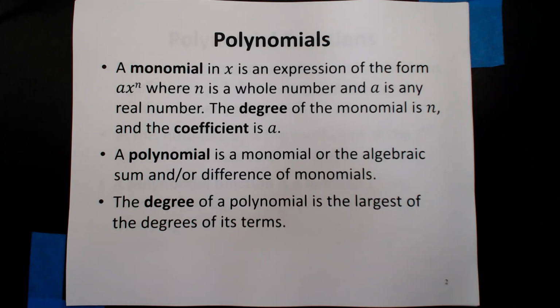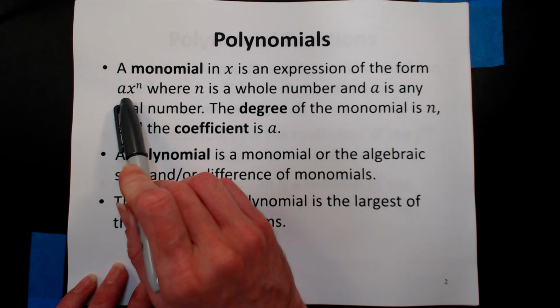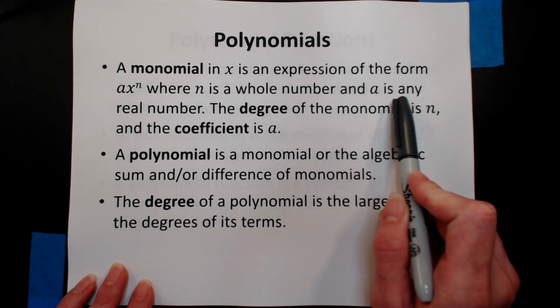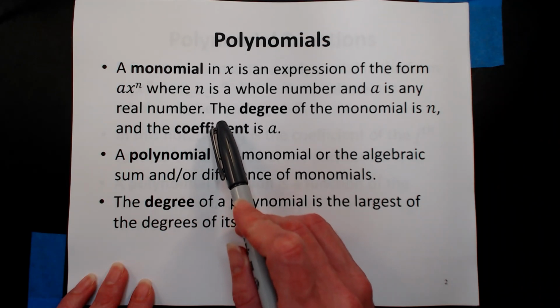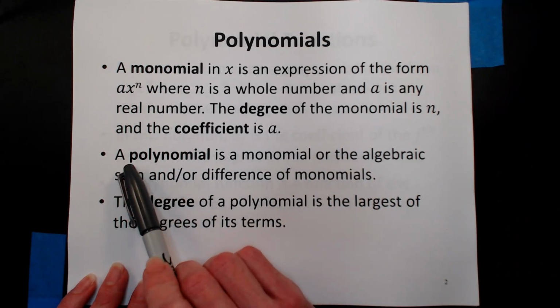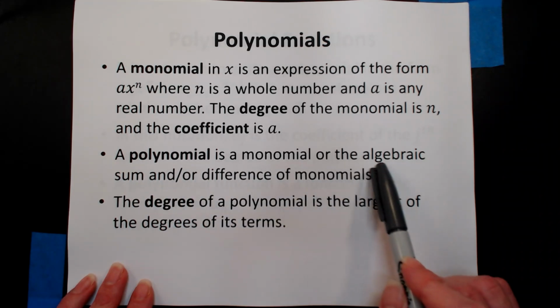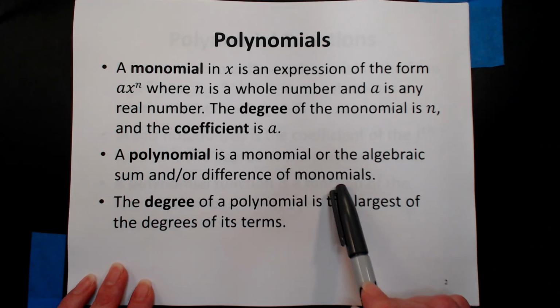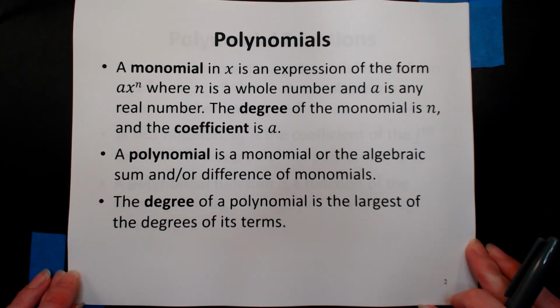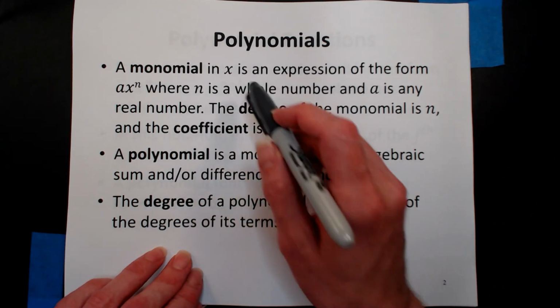A monomial in x is an expression of the form a times x to the n, where n is a whole number and a is any real number. The degree of the monomial is n and the coefficient is a. A polynomial is a monomial or algebraic sum and/or difference of monomials. The degree of a polynomial is the largest degree of its terms. That's when you have it in a single variable.